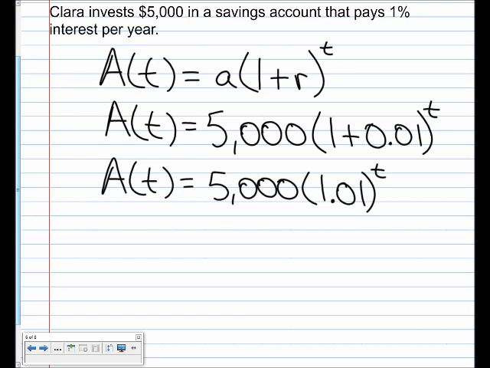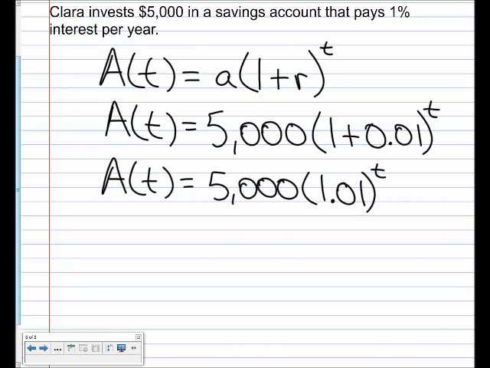Now again, right now that's all I want you to do, just write the model, write the equation. But in the future, I'm going to ask you certain things about these types of problems. For example, how many years will it take for Clara to double her money? We're going to be solving that. Or in 10 years, how much money is in Clara's savings account? We'll be looking at that and seeing how we can use equations like this to do those things.